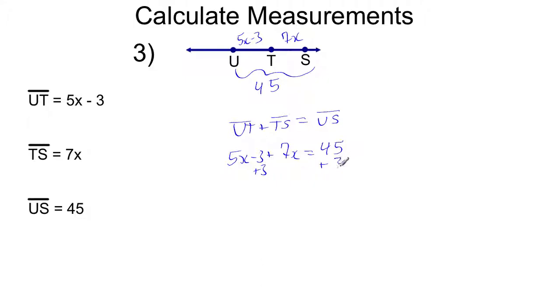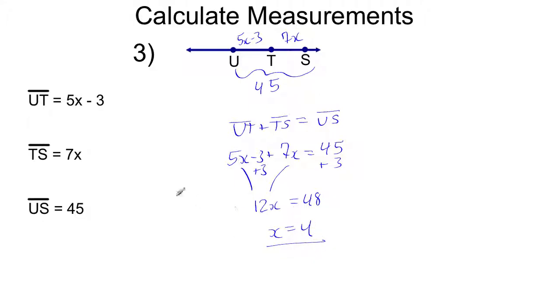So we're going to add 3 to both sides and combine these like terms. So 5x and 7x becomes 12x. When we add 45 and 3, we get 48. When we divide both sides by 12, we get that x is equal to 4.